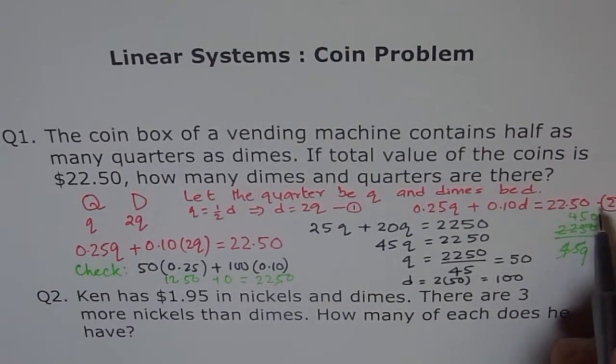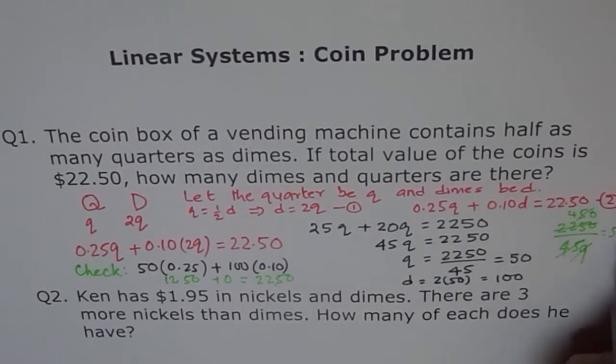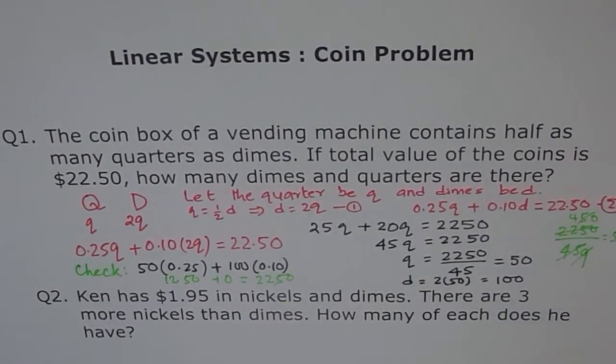How many times? 5 times. So it is 50. Do you see that? So you go this and you get 50. So even without a calculator, we could have found this answer. Correct? Now, let me make you understand how we approached this problem and how we did it.